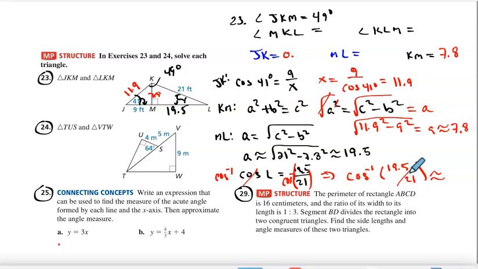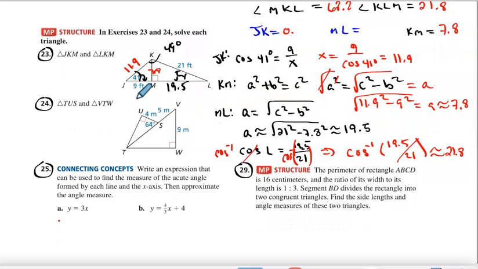So cosine inverse, 19.5 divided by 21, and I get 21.8-ish. So that's angle L here, so KLM, 21.8, which means that MKL is 68.2, because those two together must make 90. All right, so that's number 23.